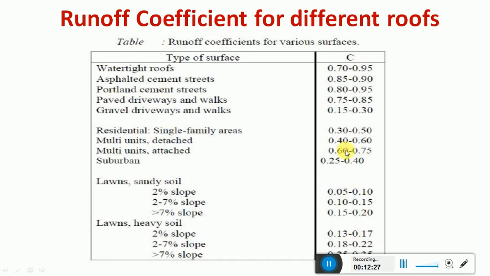As you go upwards, if you have a watertight roof, it increases. That is for an obvious reason: for porous land and lawns, you will have soil which will absorb much of the water. That's why the coefficient of runoff will be less. If you have watertight roofs and asphalt and cement roads, the coefficient of runoff will be more.